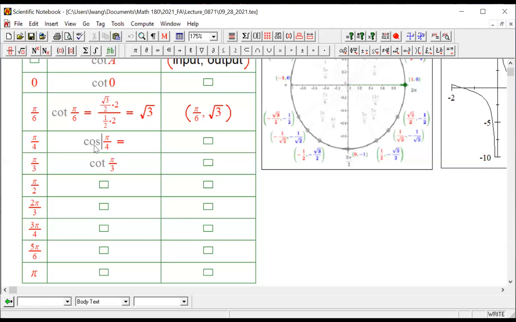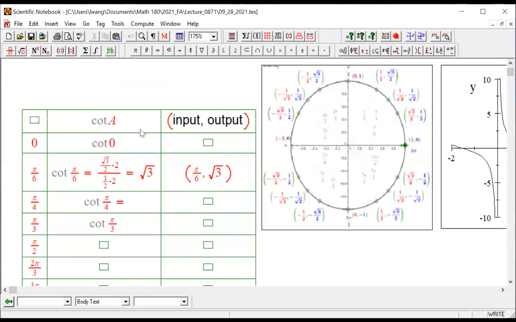Oh, cotangent, I'm sorry, I have a typo there. Cotangent pi over 4, what do you get? Just the red number divided by what? The red number divided by the blue number, right?